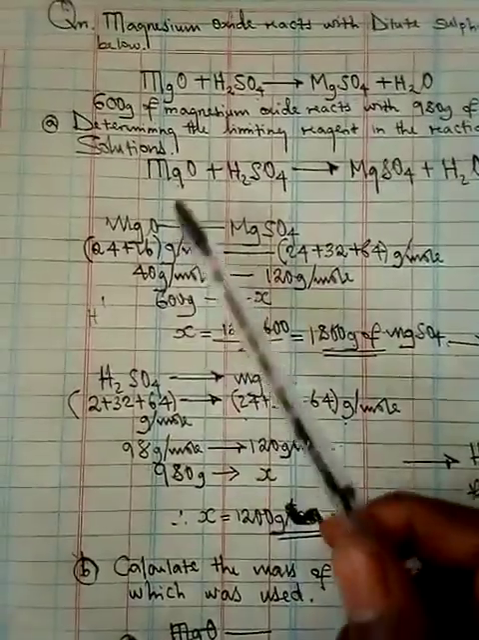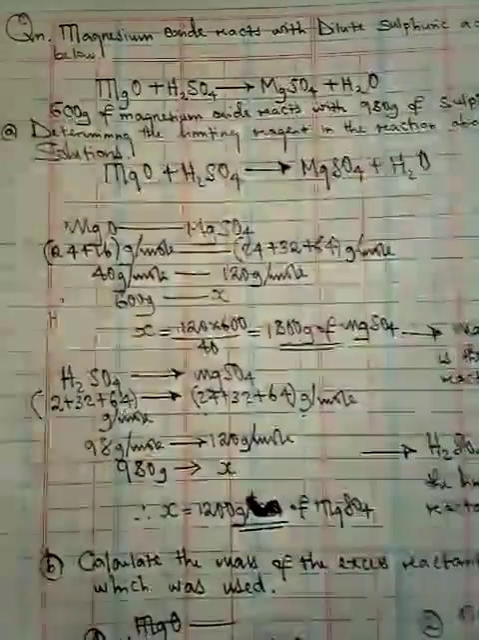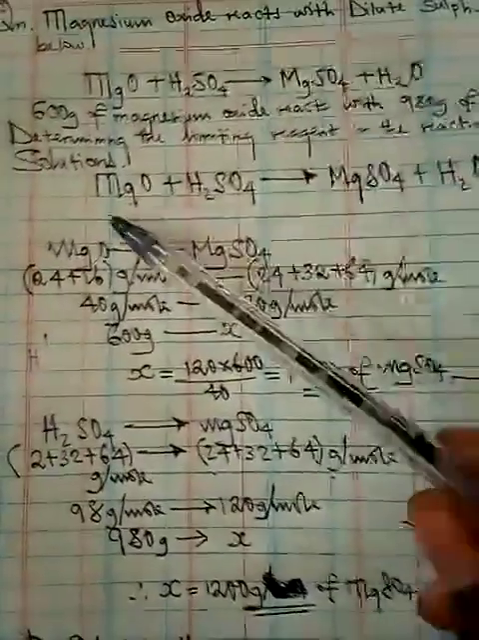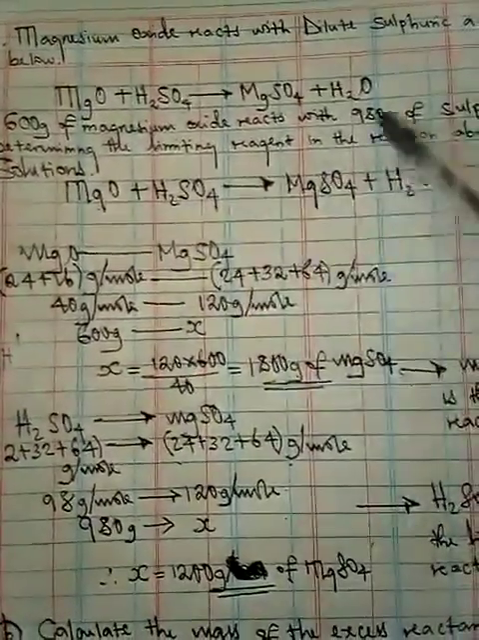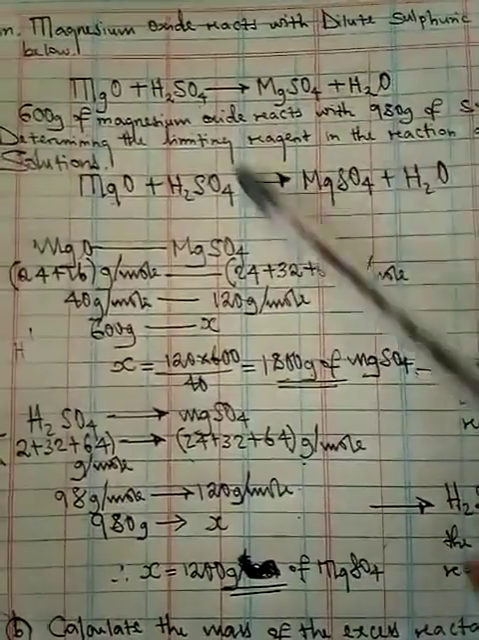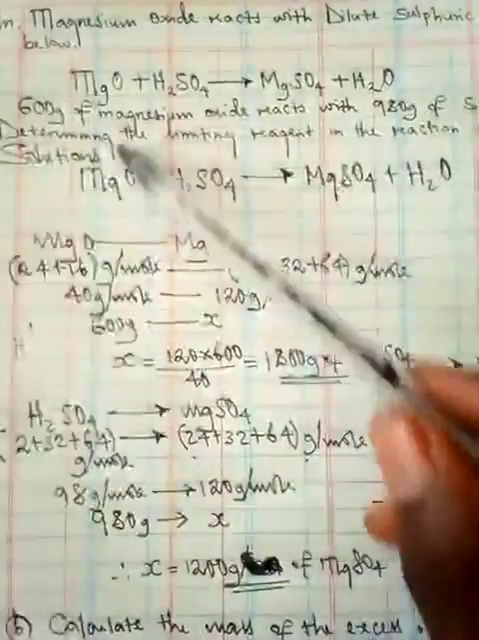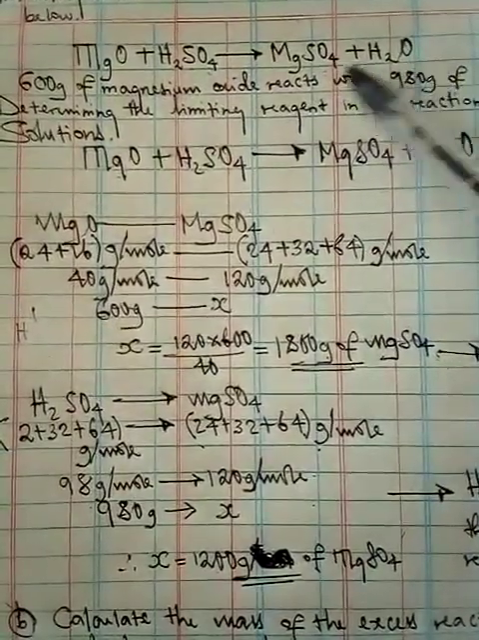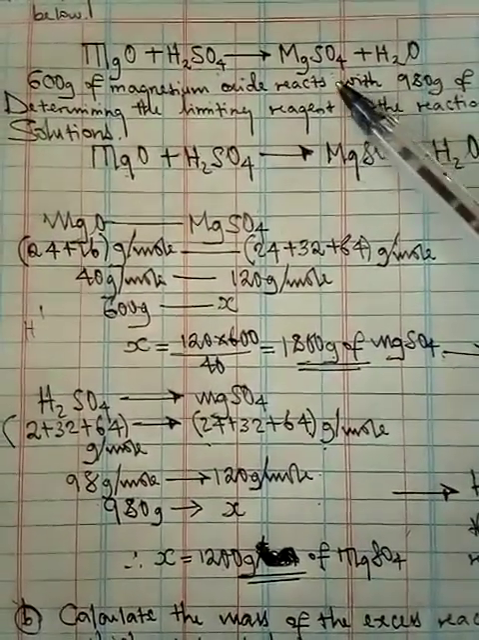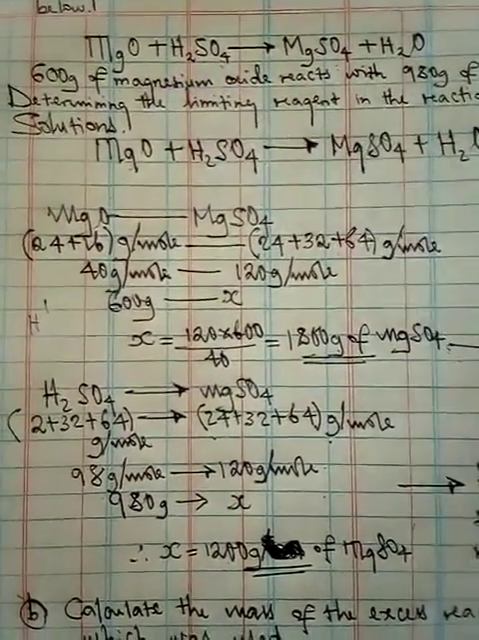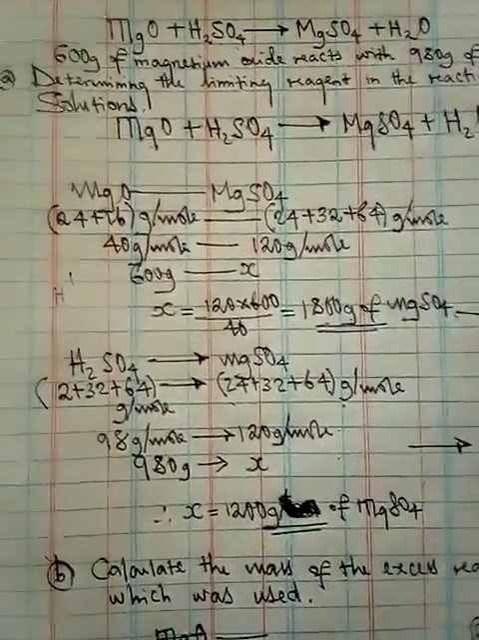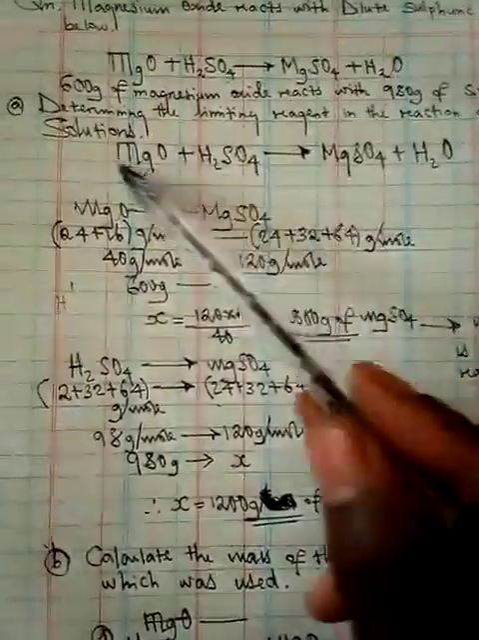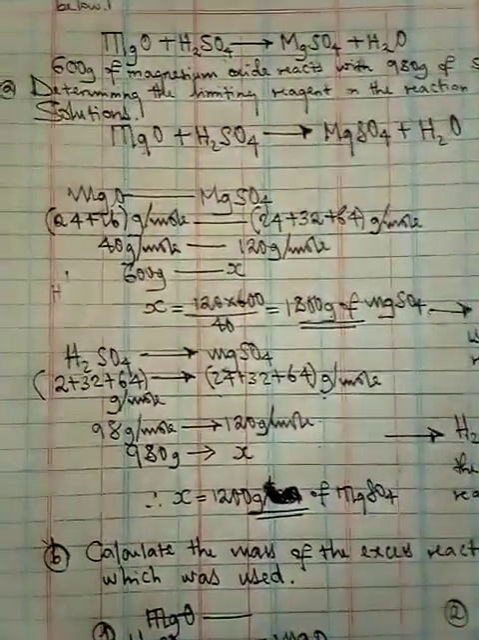So notice the equation here. If you compare, you're going to see that your equation is already balanced, so there is no need for us to start making any comparisons. Here it's just balanced. Okay, there is one magnesium, about five oxygens, two hydrogens, one sulfur. It's already balanced, so we don't need to waste much time there. But you need to ensure that it is balanced.